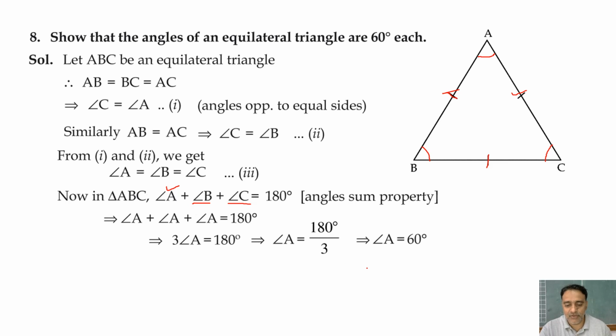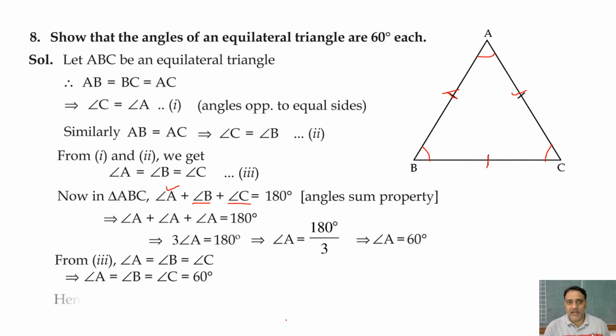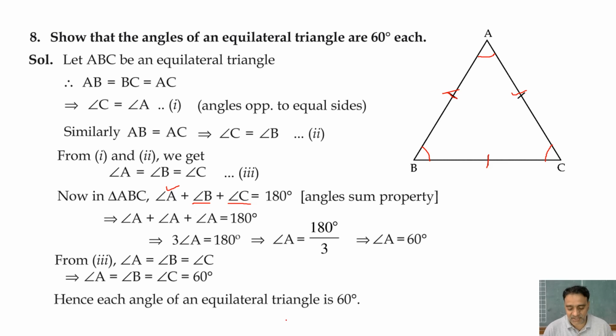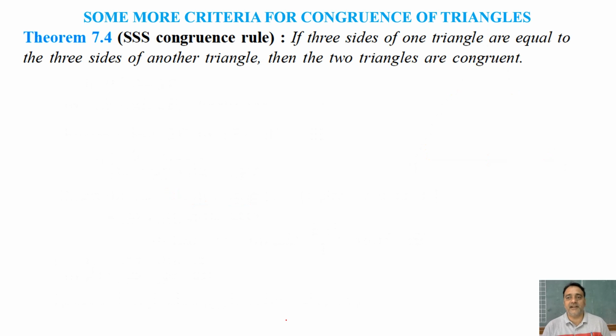Okay, so from equation 3, angle A is equal to angle B is equal to angle C is equal to 60 degrees. Hence each angle of an equilateral triangle is 60 degrees. Any doubt? No, sir. Okay, now we are moving towards the next section, that is some more criteria for congruence of triangles.